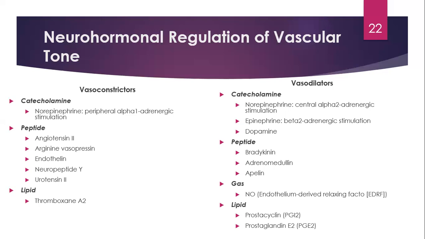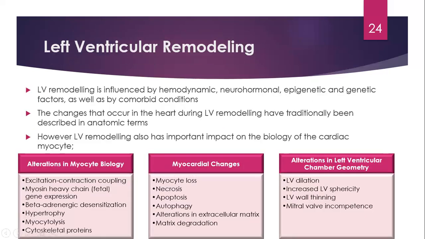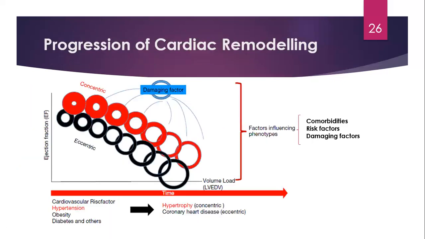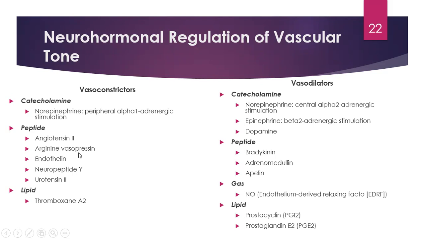Okay. So these are vasoactive substances that are involved in heart failure in the peripheral circulation. So in heart failure, the vasoconstrictors predominate in the peripheral circulation, while the vasodilators are overwhelmed. Okay. So the peptide vasoconstrictors include angiotensin 2, arginine vasopressin.